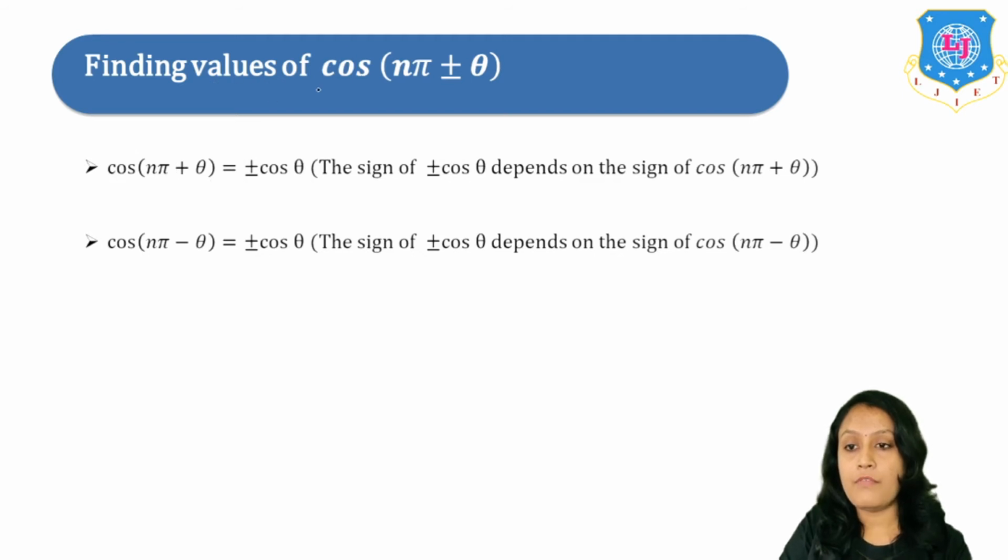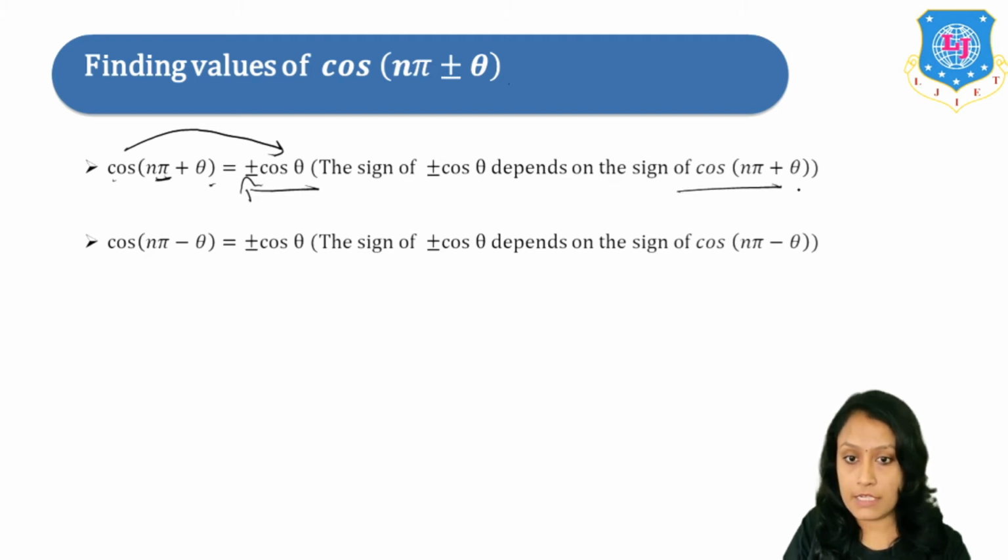Next, the values of cos of n pi plus or minus theta. So cos of n pi plus theta will give you plus or minus cos theta. Again we have pi over here, so cos will remain cos, and the sign will depend on the sign of cos of n pi plus theta. Also cos of n pi minus theta will give you plus or minus cos theta. Again we have pi over here, so cos will remain cos, and the sign depends on cos of n pi minus theta.